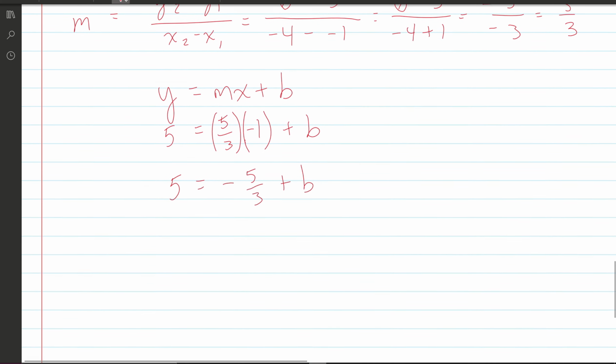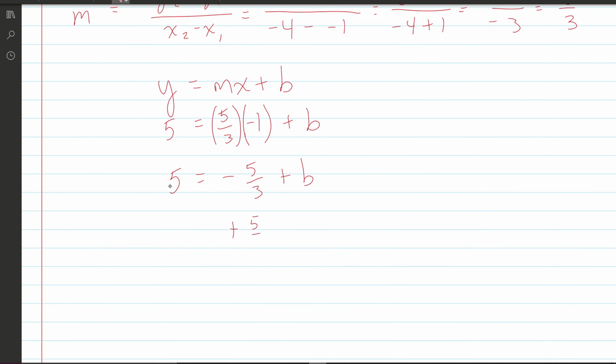And now we need to solve for b, right? So we would add 5/3 to both sides, add 5/3 to both sides, and then b will equal 5 over 1, right? 5 is like 5 over 1, plus 5/3. You'll just need to do a little bit of scrap work on the side, and just remember fractions. And if you don't, feel free to go back to other videos that are posted on this YouTube page for fractions. We need to first find the LCD. LCD is 3.